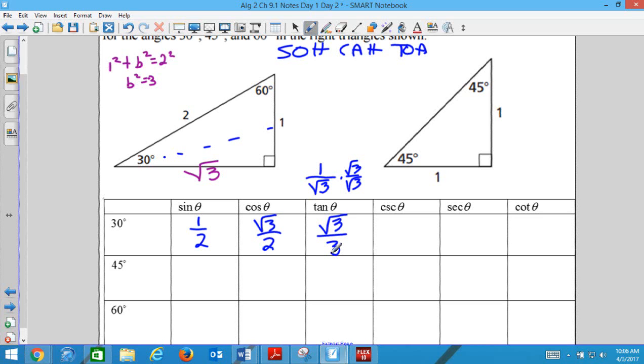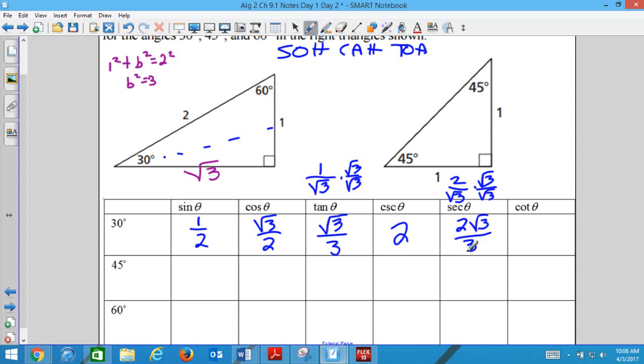Okay, cosecant. How do we find cosecant? We reciprocate the sine, so 2. How do we find secant? Reciprocate cosine. But when I reciprocate that, I get 2 over radical 3. So multiply by radical 3 over radical 3. So I get 2 radical 3 over 3.